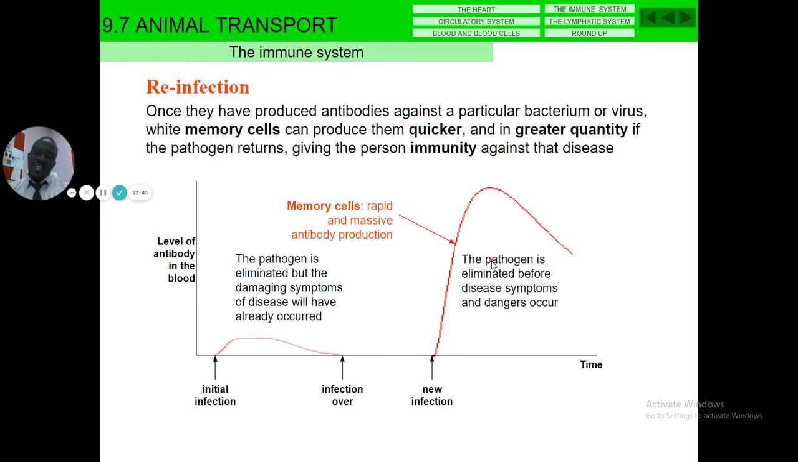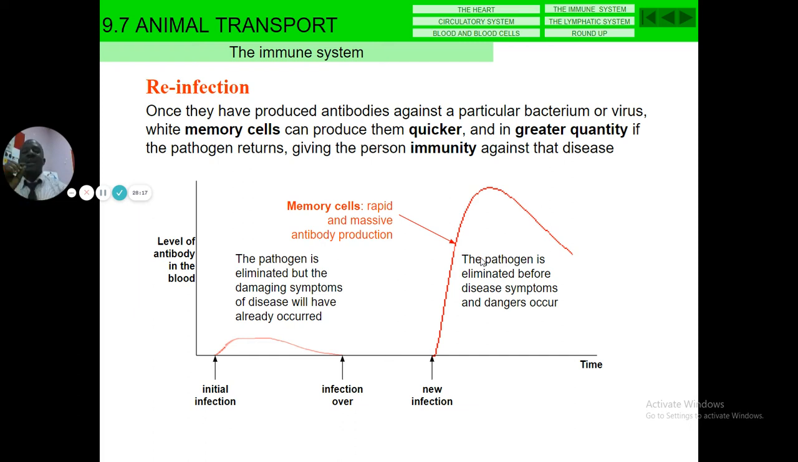So as it infects like this, because of the previous damages, the body was able to produce memory cells. So memory cells will produce the antibodies that are specific to that particular pathogen as fast as possible, before you even realize you're sick. And this is the importance of suffering from a disease for the first time. So this way, it also works with the immunity, the type of immunity that we take.